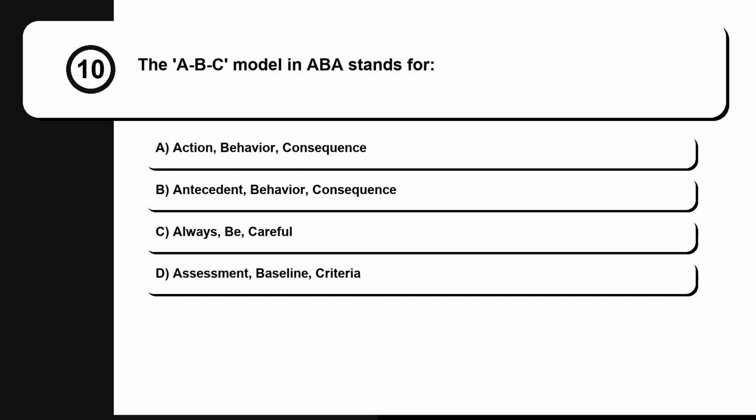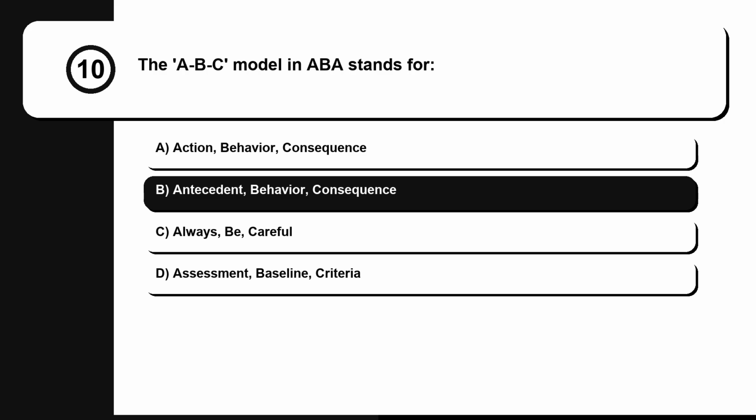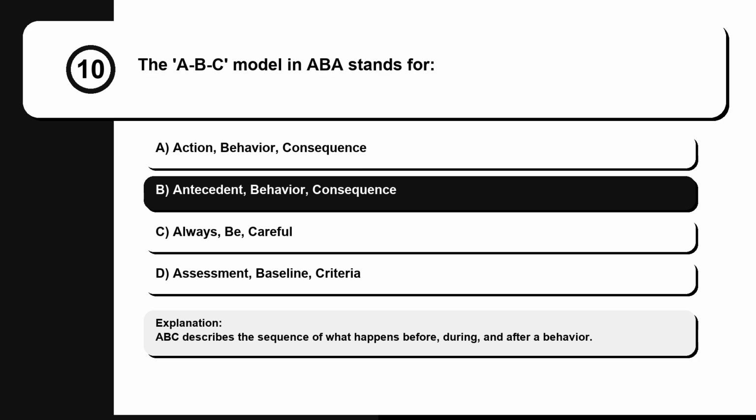Question 10. The ABC model in ABA stands for A. Action, behavior, consequence, B. Antecedent, behavior, consequence, C. Always, careful, or D. Assessment, baseline, criteria. The correct answer is B. Antecedent, behavior, consequence. ABC describes the sequence of what happens before, during, and after a behavior.